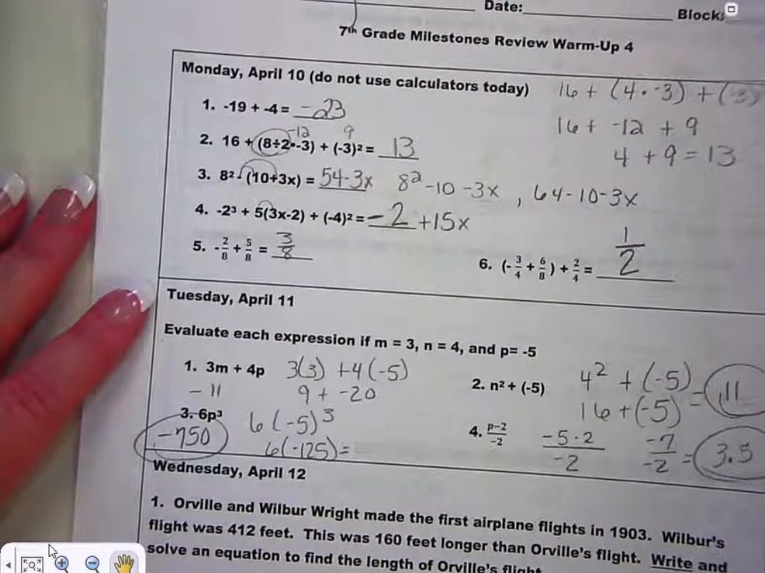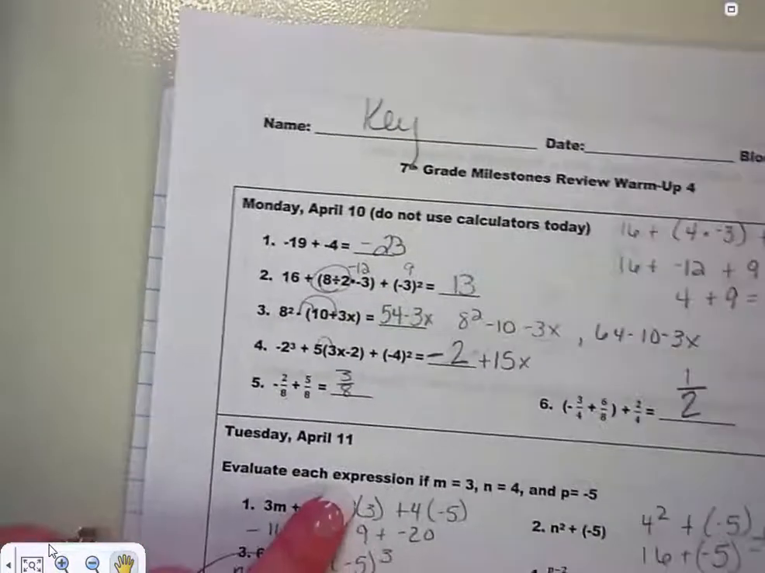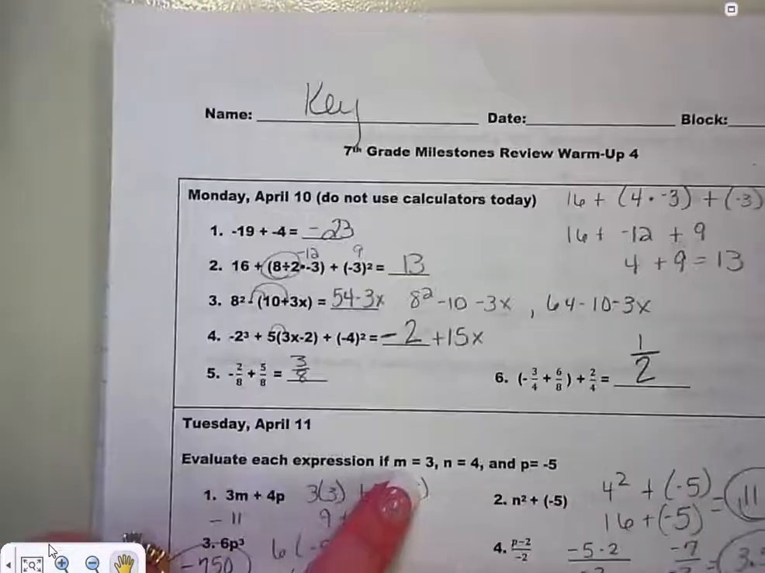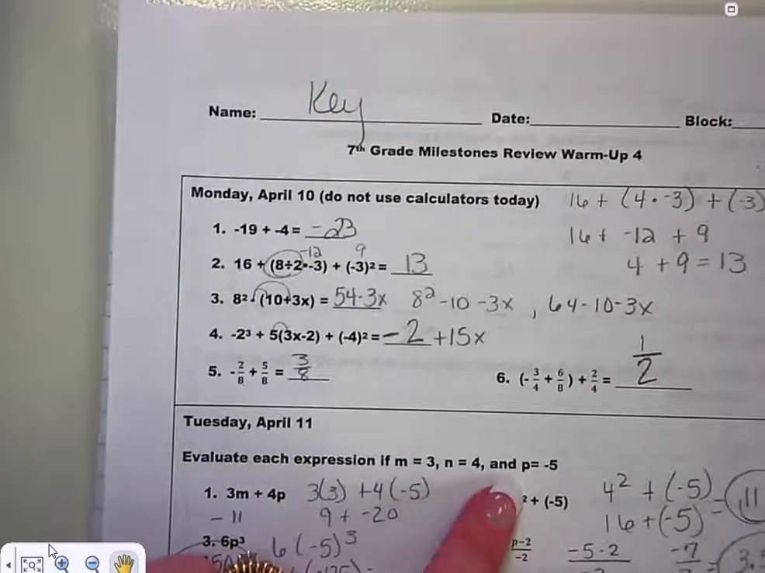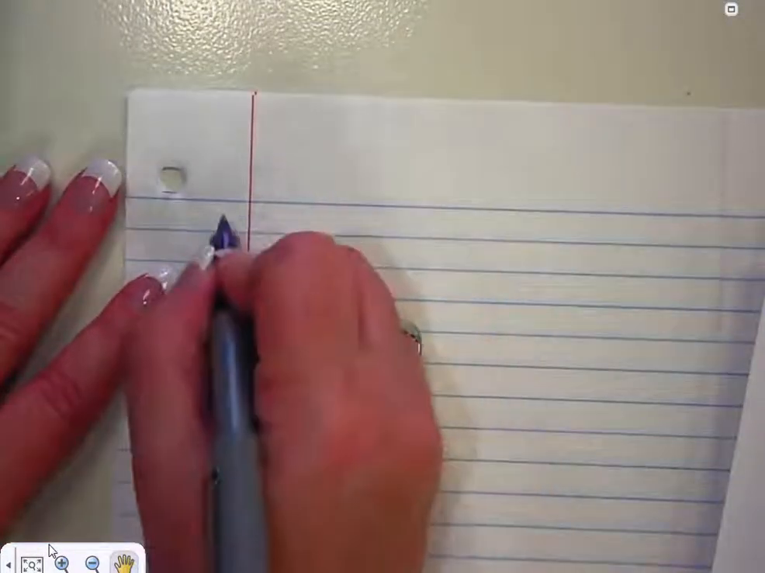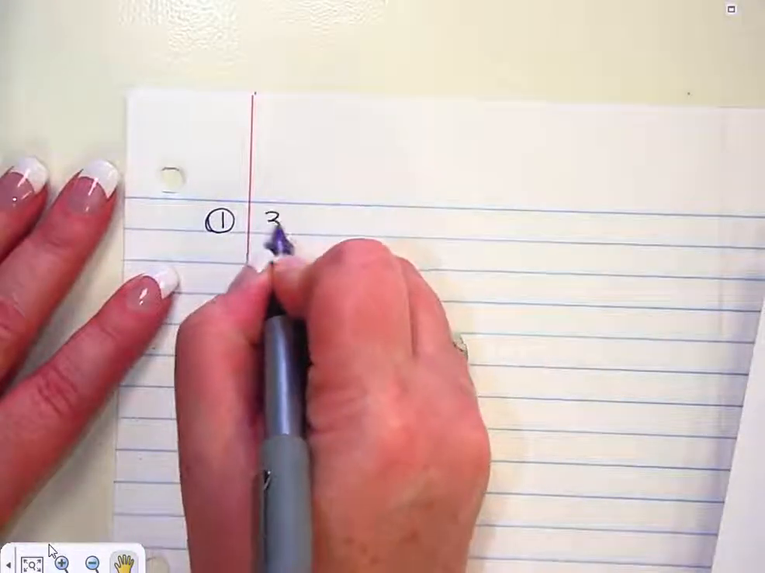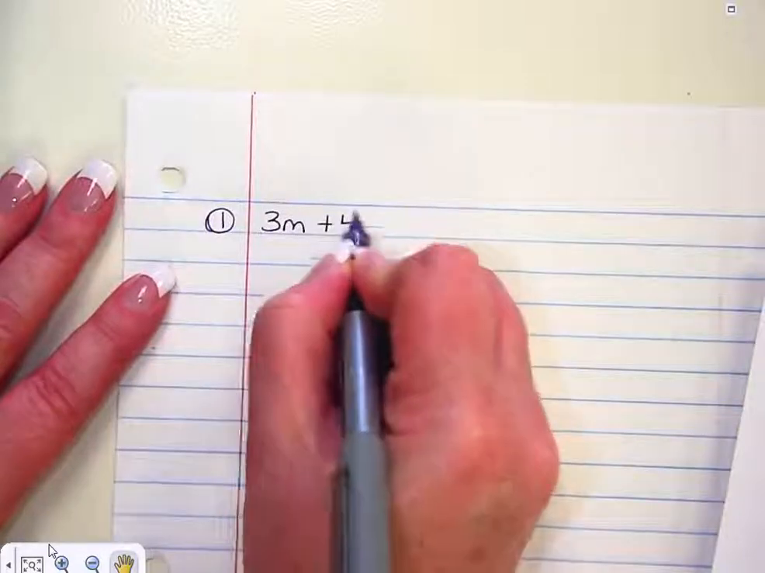Let's take a look at the warm-up for Tuesday, April 11th. Evaluate each expression if m equals 3, n equals 4, and p equals -5. So we're going to use substitution and solve each of these problems. So number 1 is 3m plus 4p.